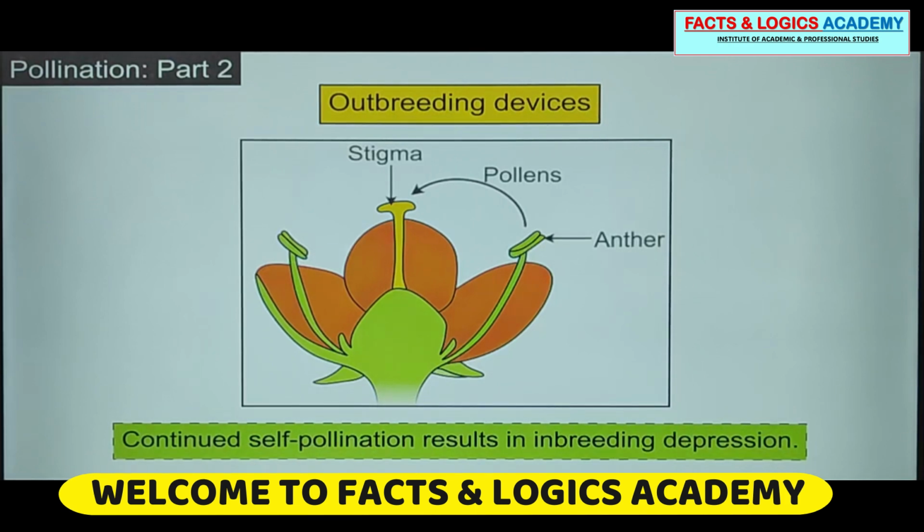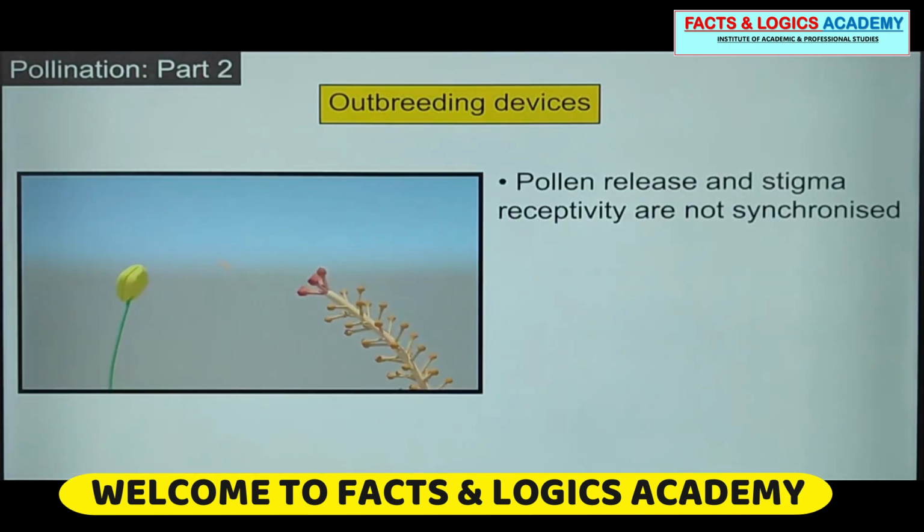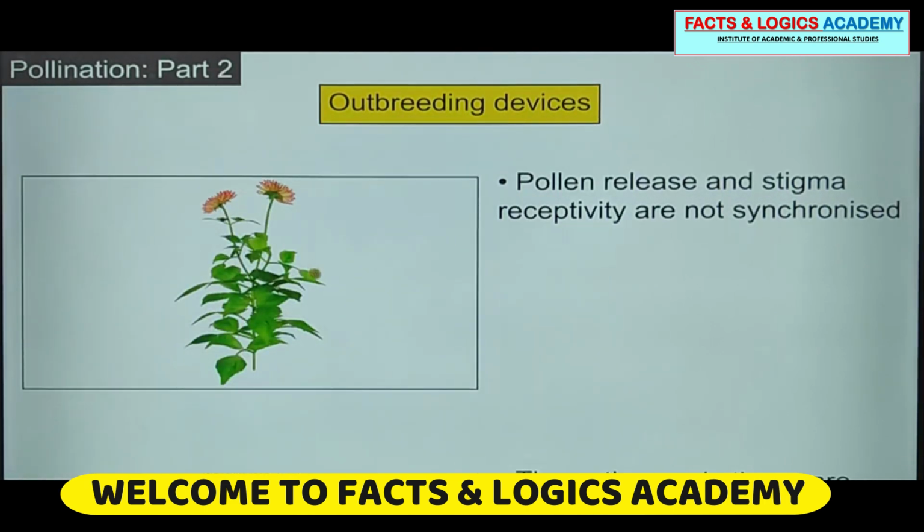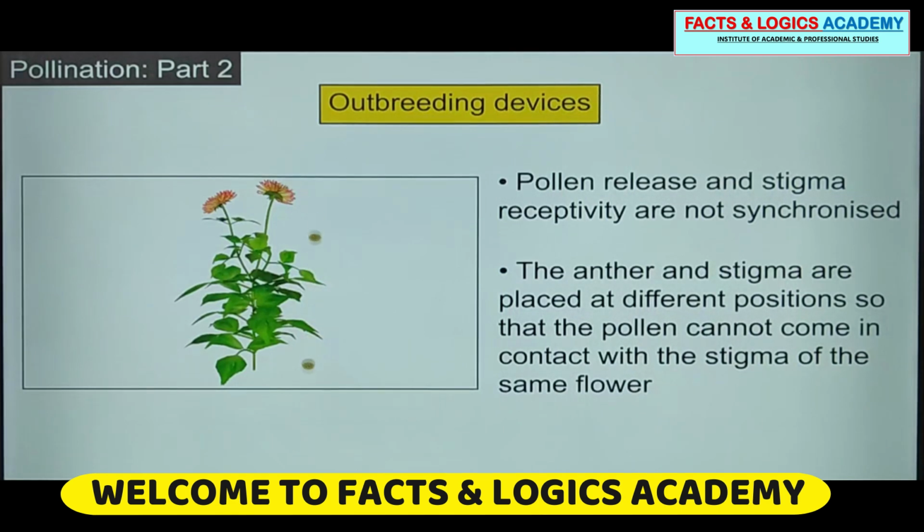Some outbreeding devices are: number 1, pollen release and stigma receptivity are not synchronized. Either the pollen is released before the stigma becomes receptive, or the stigma becomes receptive much before the release of the pollen. Number 2, the anther and stigma are placed at different positions so that the pollen cannot come in contact with the stigma of the same flower. Both these devices prevent autogamy.